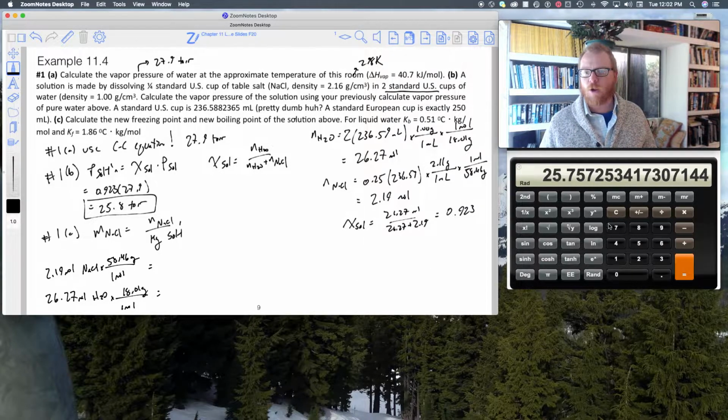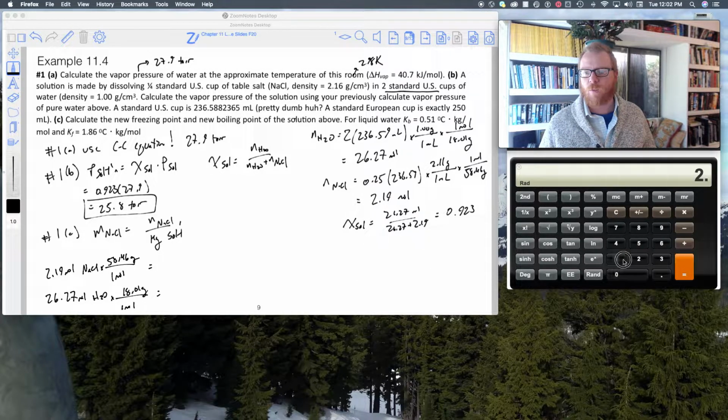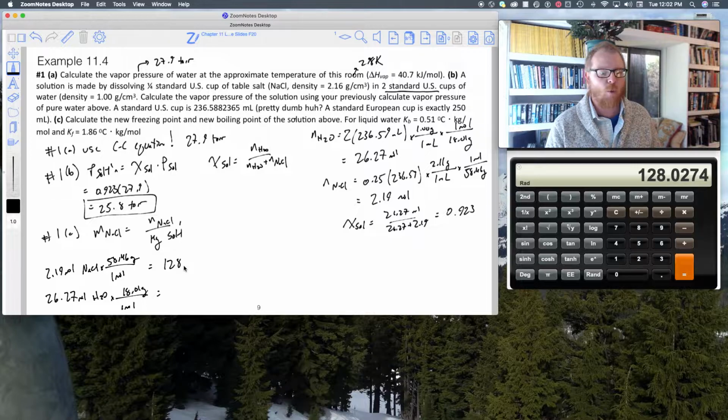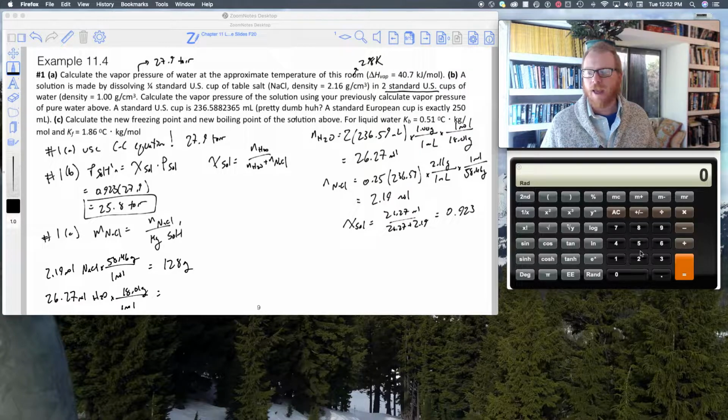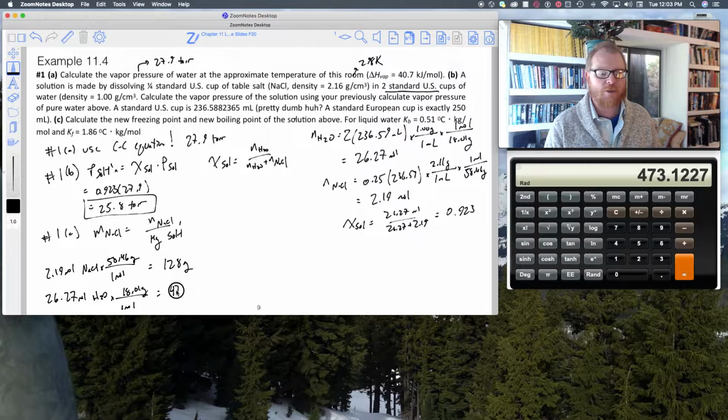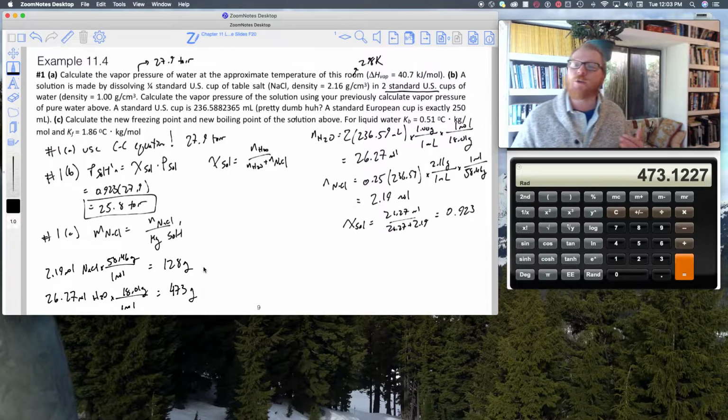Okay. So let's see here. 2.19 times 58.46 equals, so that's 128, we'll leave it there, that's fine, 128 grams there. All right, and then 26.27 times 18.01, and that's 473. We'll just leave it at that number, sig figs, grams, okay? So that's the mass of my solute and the mass of the solvent.